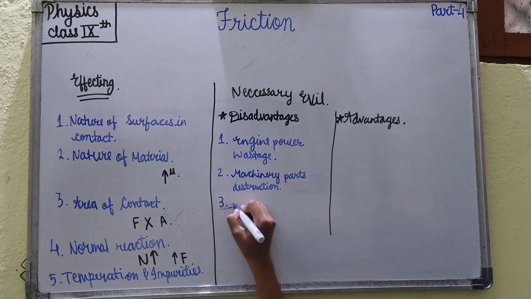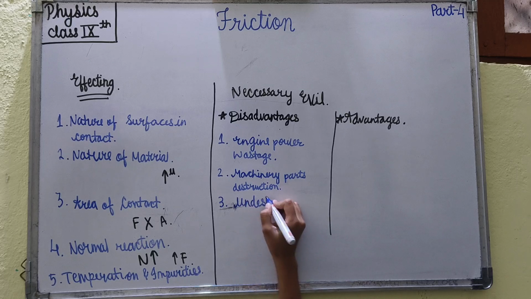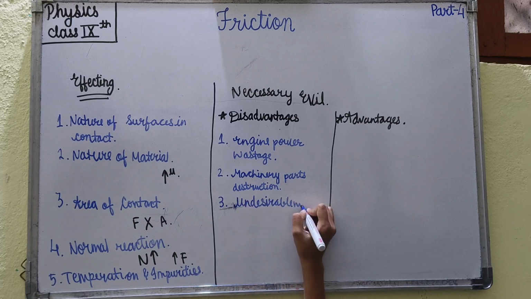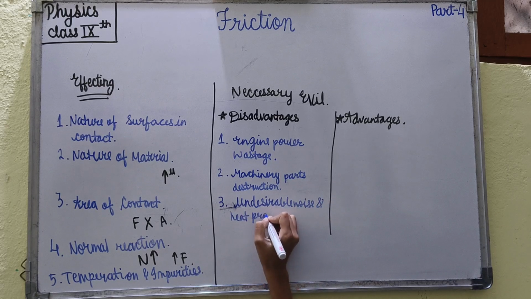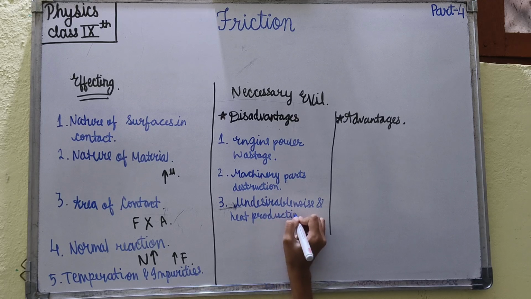Third is undesirable noise and heat production. Friction in machines or engines produces noise and heat, which may damage the machines. This produced heat and noise is of no use.